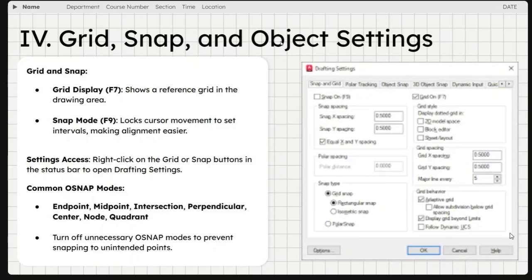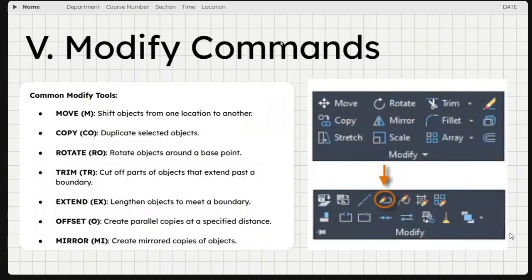And O-snap is basically where you choose where your cursor can also snap to on the basis of shapes that you already have in your design. So you can have it on endpoints, midpoints, intersections between two shapes, perpendicular lines, centers, nodes, quadrants. There's a lot of different options that you can view. And it's important to turn off unnecessary O-snap modes to prevent snapping to unintended points, which can get a bit frustrating when you're making your design.